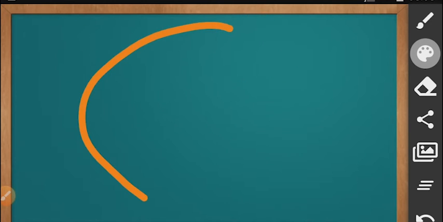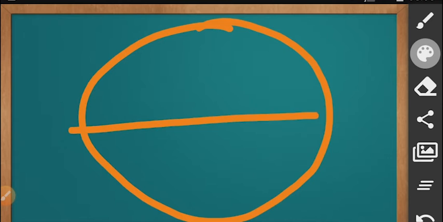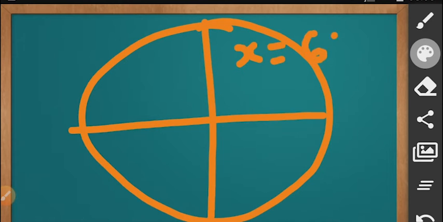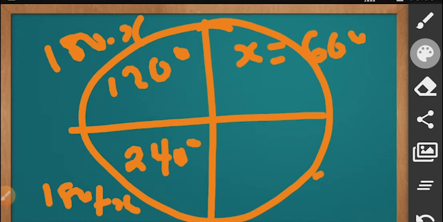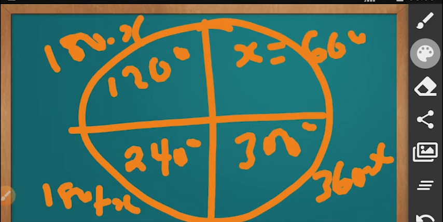Okay, then we have our angle here. It is 60 degrees. Is that okay? How do we get the angle here? 180 minus x, so it is 120 degrees. How do we get the angle here? It is 180 plus x, which is 240 degrees. Here we get 360 minus x, so we are going to have 300 degrees. Is that okay?